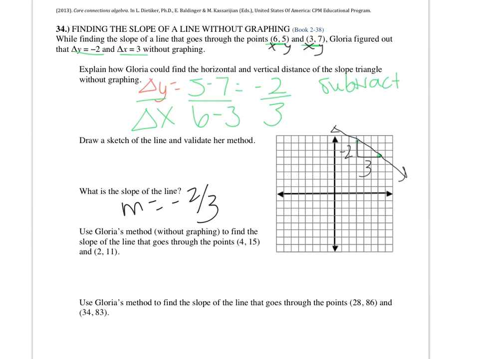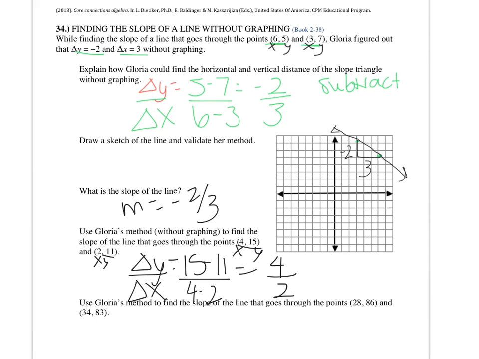M equals. So using Gloria's method without graphing, we want to find the slope of the line that goes through the points 4, 15 and 2, 11. So I'm going to, again, label my x and my y's. So I'm going to find the change in y. So that's 15 minus 11, which is 4. My change in x, 4 minus 2, which is 2. And then that can reduce to a slope of 2.